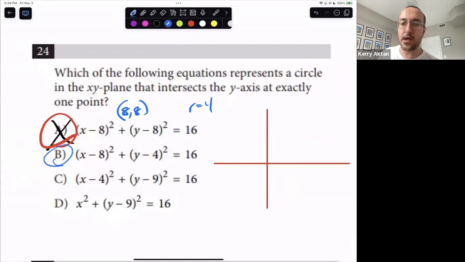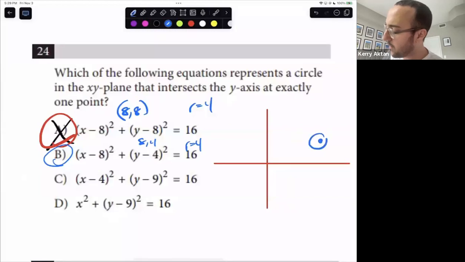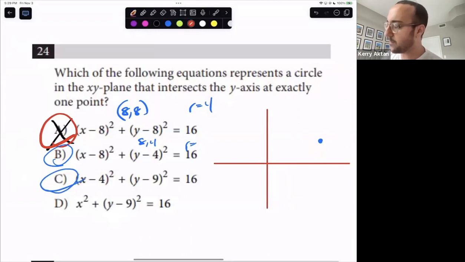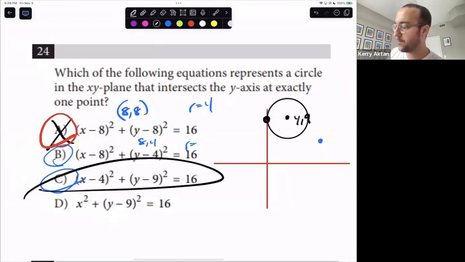Can we try the answer choices? Some of us said B. B's okay. Let's try. B would be a center of 8, 4. 8, 4 puts me here with a radius of, remember, r is 4 here. So that would be, I don't know, something like that. Is that right? Y-axis? No. Boys and girls, the answer is actually C. Reese was the first to get that one right because she knows that 4, 9 puts me up here. 4, 9 is up there with a radius of 4. Bada bing, bada boom. C.